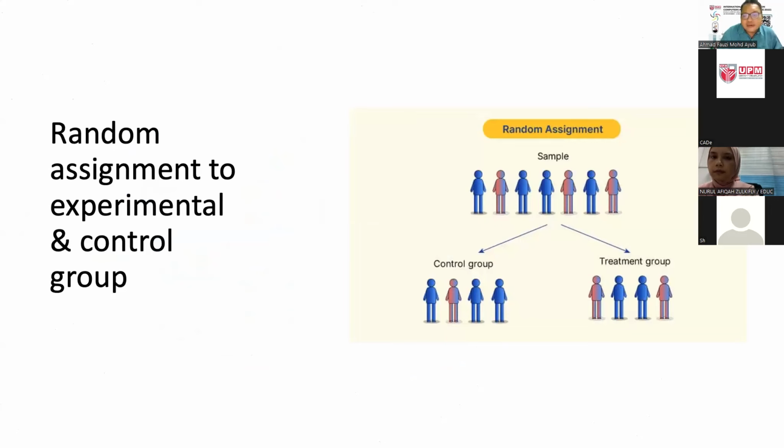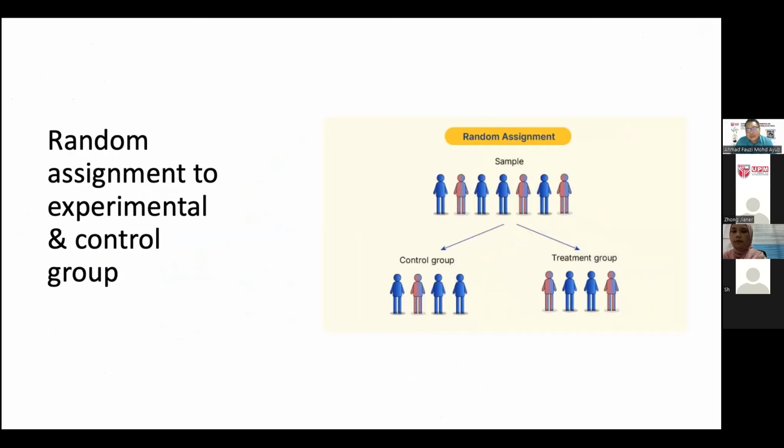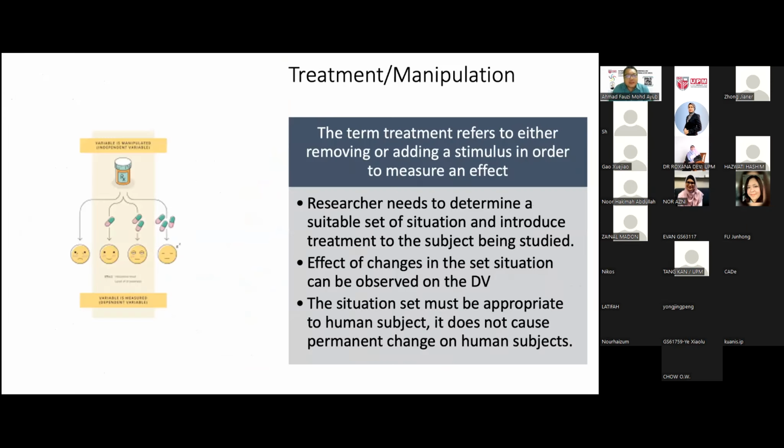The first thing is the random assignment. I've stressed this many times. So in experimental design, you need to have a random assignment, in a true experiment and also in a quasi experiment. Later on, I will explain how to do the random assignment for the true experiment and for the quasi experiment. So the random assignment is important. And then the treatment, or the intervention, or the manipulation.